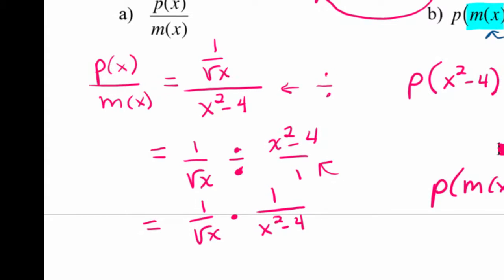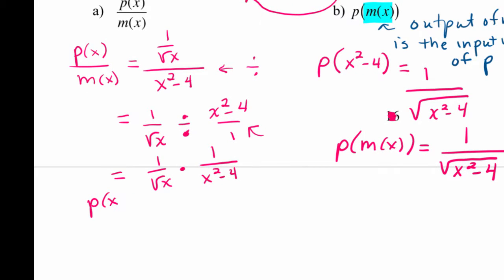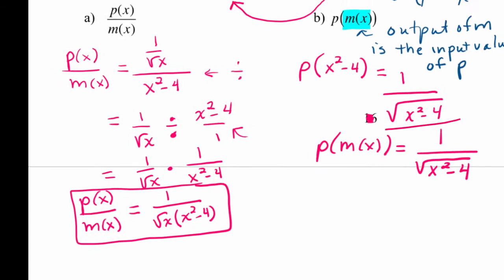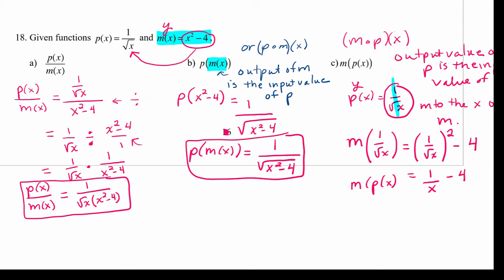So I'm using the reciprocal here and changing this to a multiplication, just like we do with any division of fractions. Our new function created by dividing the old functions p and m, multiplying straight across, is given by the equation 1 over the square root of x times x squared minus 4. And again, this was just a little review of our function arithmetic, whereas the previous two problems gave us examples about composition of functions.